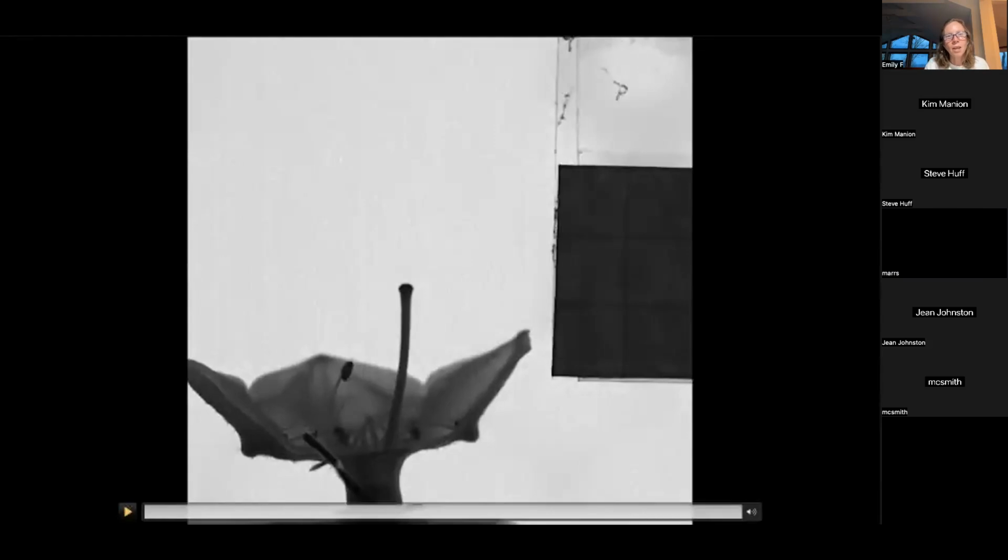So the actual pollen is catapulted out of the flower for dispersing of the pollen. So is that abiotic or biotic? And I can't wait to see your answers.